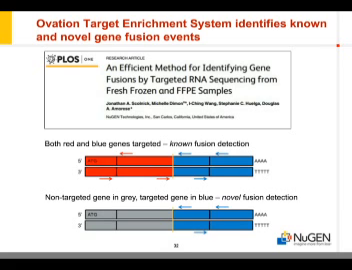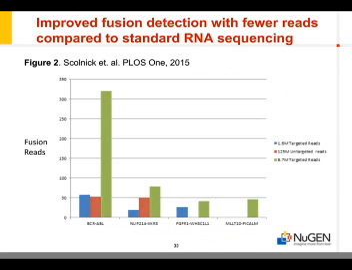This next slide is actually figure 2 from the recent publication, and it shows why using targeted RNA sequencing for fusion detection is so important. So across the bottom are 4 gene fusion events that we've identified in Universal Human Reference UHR RNA. And along the y-axis, we're looking at the number of sequencing reads that support that fusion event.